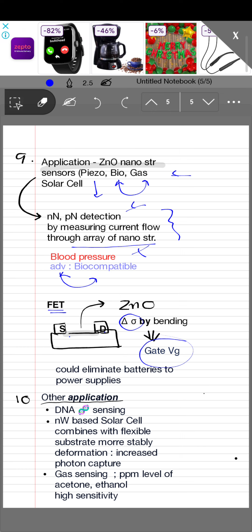Other applications of zinc oxide are in DNA sensing, and nanowires for zinc oxide solar cells, when combined with a flexible substrate, giving it more stability and increased photon capture. And in terms of gas sensing, ppm levels of acetone and ethanol have been reported to be detected by zinc oxide based nanosensors. The high sensitivity of zinc oxide often plays a role in enhancing its sensing capabilities.